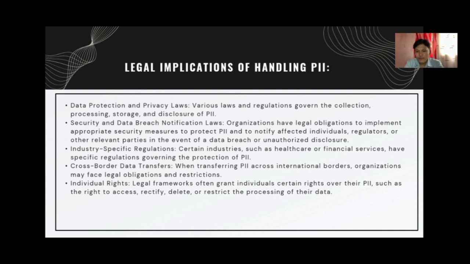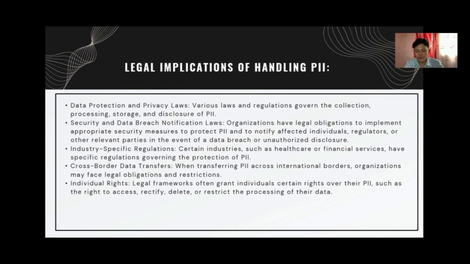And lastly, legal frameworks often grant individuals certain rights over their personally identifiable information, empowering them to access, rectify, delete, or restrict the processing of their data. Organizations must have mechanisms in place to facilitate the exercise of these rights and respond to individuals' requests within legally prescribed timeframes. Respecting individuals' rights over their personal information is essential for legal compliance and ethical handling of personally identifiable information.